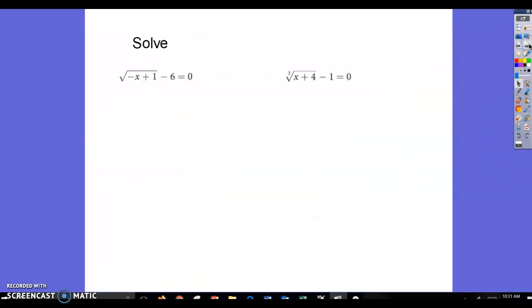All right, let's look at a couple more examples. So we want to solve and then check to make sure our solutions are solutions. So we're going to add 6 to both sides.